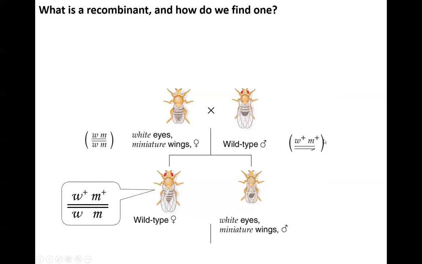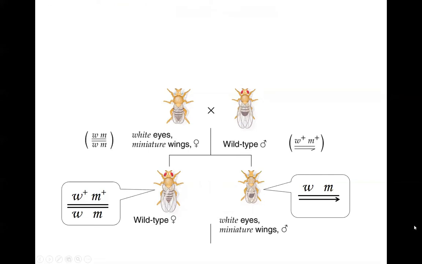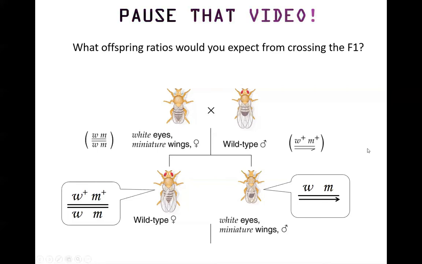And then what we're going to see is, again, we have to get a Y chromosome from the father in order to be a male offspring. So this is what we end up with. We're going to be looking at this in a little more depth to see what's going to happen here. Now it's going to be time to pause that video.